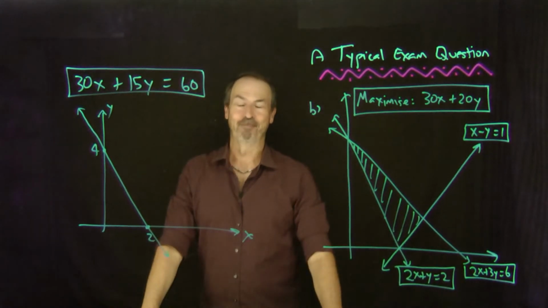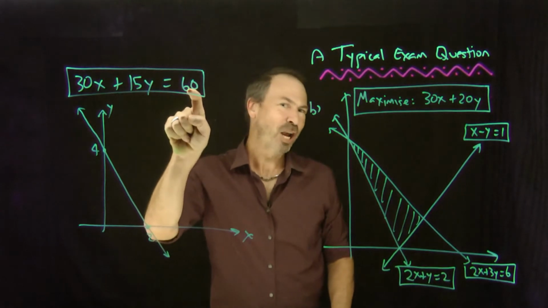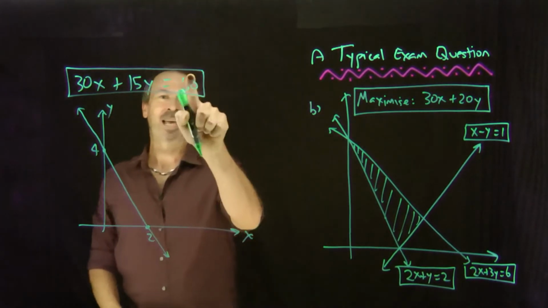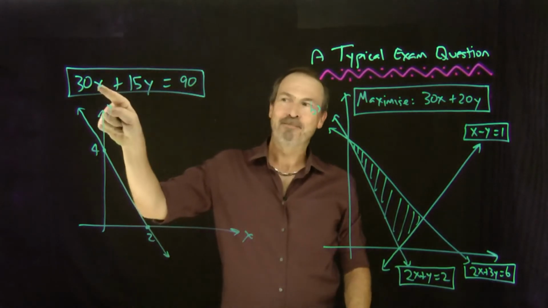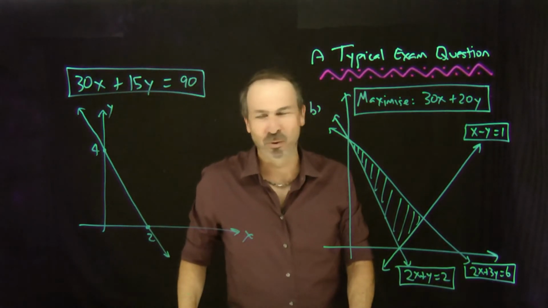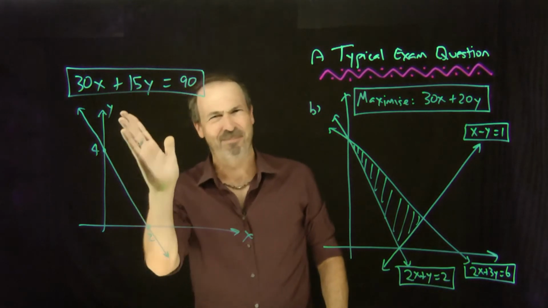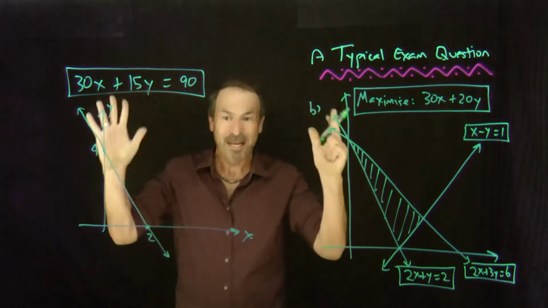Lovely, lovely. Okay, but what if I change that 60? What if I made it, say, bigger to 90? Then I probably need bigger values of x and y to make that true. I guess I need some sort of line that's bigger in some sense. I'm not sure what that means, but let's do it.